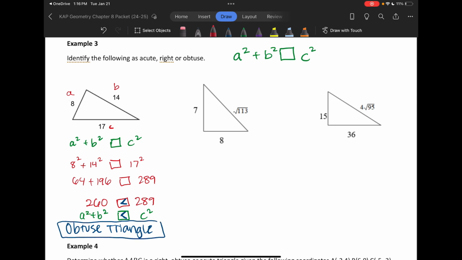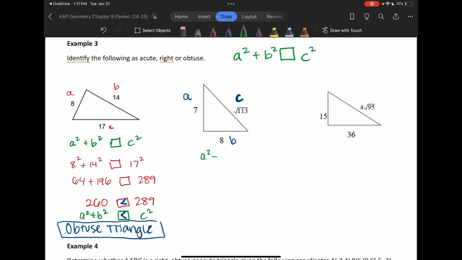Looking at this triangle, I've got 3 side lengths here. The square root of 113, I'm not entirely sure what that number is, so I would type that into the calculator. And we'd see that the square root of 113 is approximately 10.6. So that's an indicator that root 113 is our largest side, so we're going to label it as C. That means that 7 is A, 8 is B.